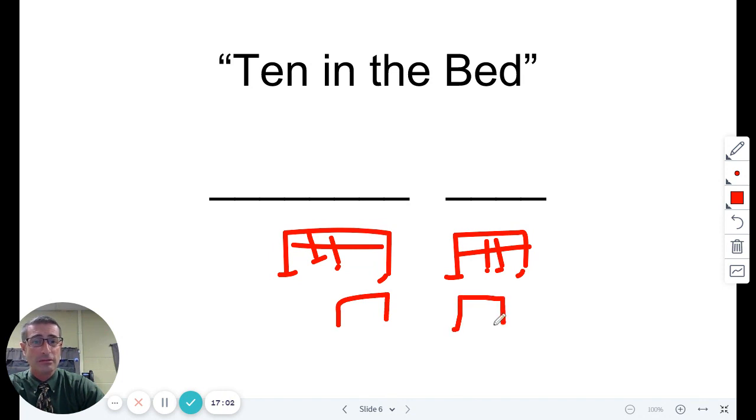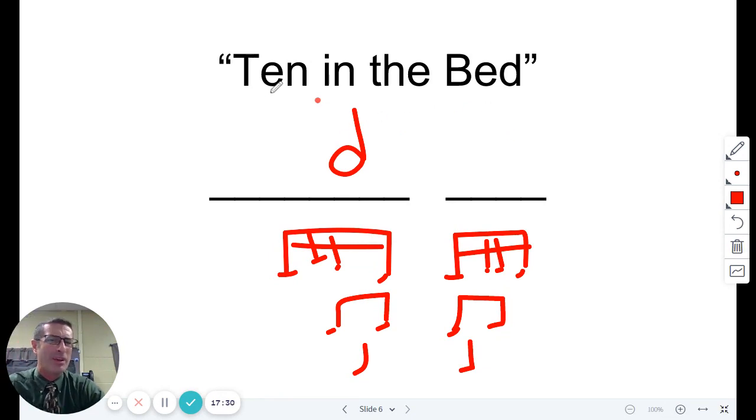Or we could do TT, right? It could be TT in either one of those blanks. It could be a ta in either one of those blanks. Now, if there are two beats, and we say ten in the bed on those beats, we're not going to have a rest in either one of these beats because we have syllables on each beat. It also is not going to be a half note. Some of you may be familiar with half notes, where they stretch over two beats by themselves. But we have more syllables than just one, so it's not going to be a half note either. So let's get rid of that half note. Bring that ta back. There we go. So it could be teary teary or TT or ta in either one of these blanks.